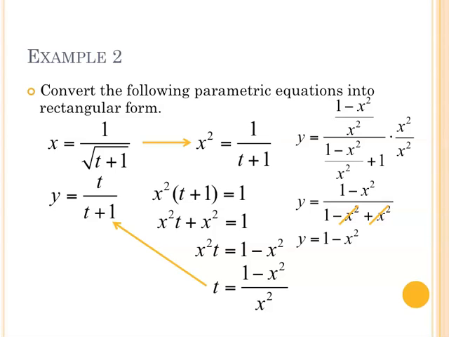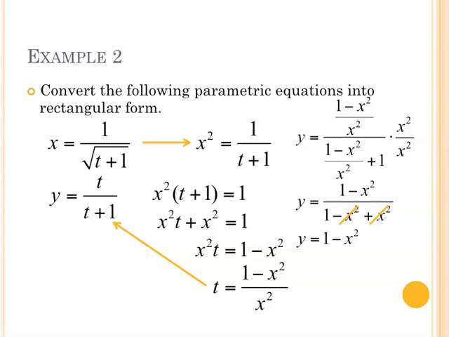Now, remember, the point of converting something from parametric form into rectangular form is to help us figure out the shape of the graph, right? If you looked at the parametric form here, x equals 1 over square root of t plus 1 and y equals t over t plus 1, you might not be able to figure out what the shape of the graph looks like right away. Now you can obviously plug in values of t in order to help you figure out what the shape of the graph is, but this might actually be not too bad.